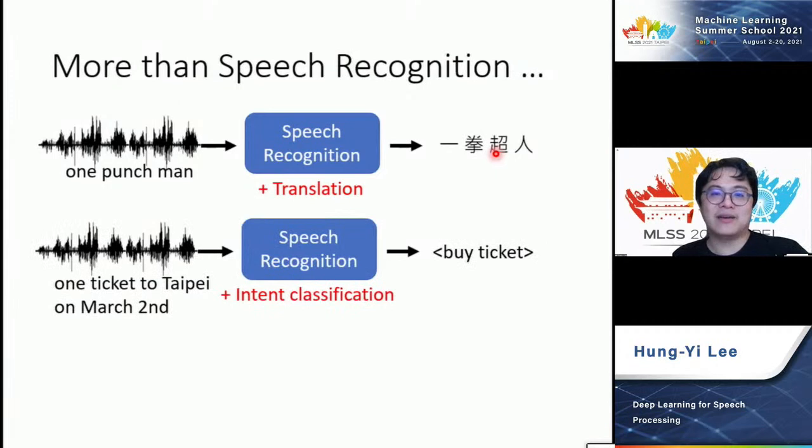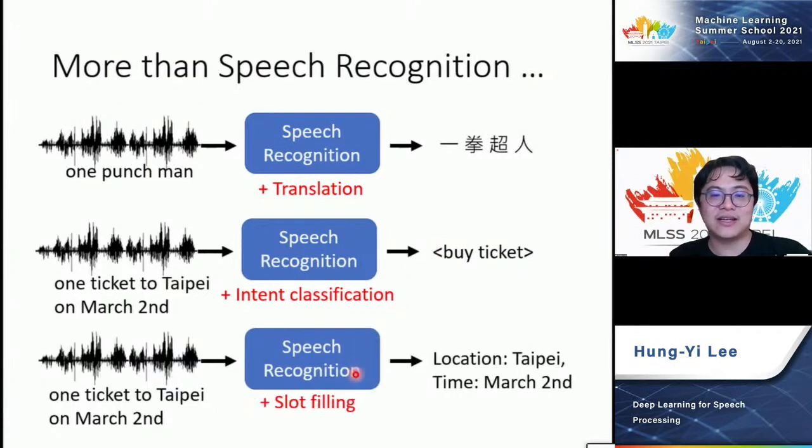And besides that, you can put speech recognition and intent classification together. You can have a model where the input is the utterance, and you do not output the speech recognition result, you directly output the result of intent classification. And you can also do more than that. You can train a model to do speech recognition and slot filling at the same time. So the input is an utterance, and the model can directly output the result of spoken language understanding. It directly outputs the result of slot filling. So the sequence-to-sequence model can do something even beyond speech recognition.